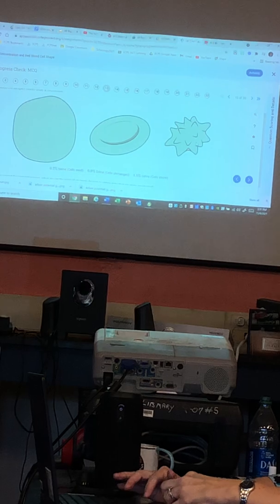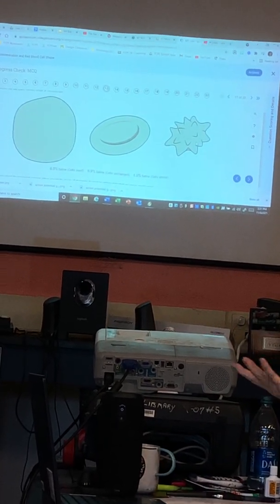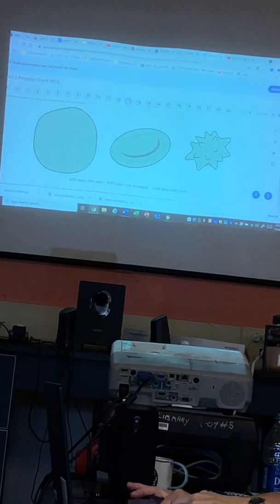What is a red blood cell's favorite tonicity? Isotonic. It likes to have the same concentration around it as inside it so that it doesn't swell up or shrink, right? So this is the happy cell here.